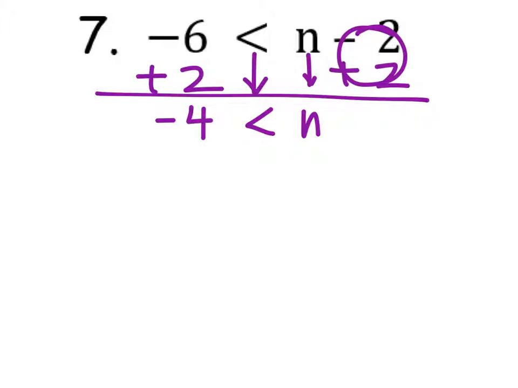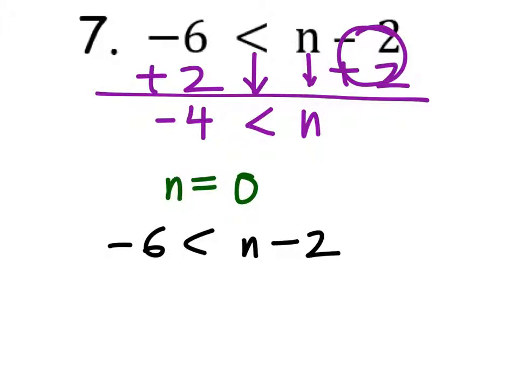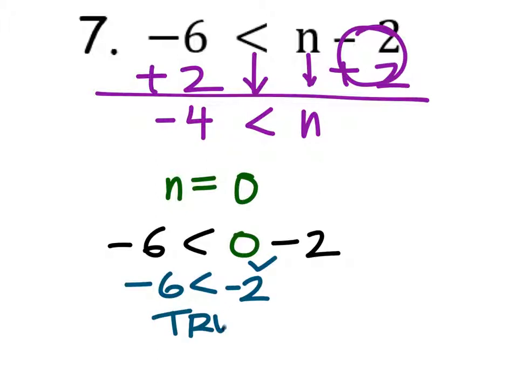So on this one, we'll check. What is the value of n that is greater than negative 4? We'll say n equals 0, because 0 is greater than negative 4. Then we will check in the original inequality. Negative 6 is less than n minus 2. But we're going to replace n with 0 and make sure that it is true. So that gives us negative 6 is less than 0 minus 2, which is negative 2, which is true. Since that is true, we know that this answer is correct.